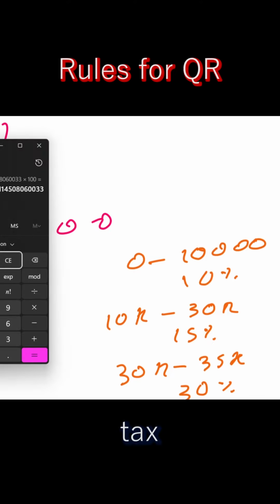If I'm not wrong, let me just double check. Oh, it's 3,000. Because yeah, I made a mistake. Yeah, 3,000 because divided by 10.